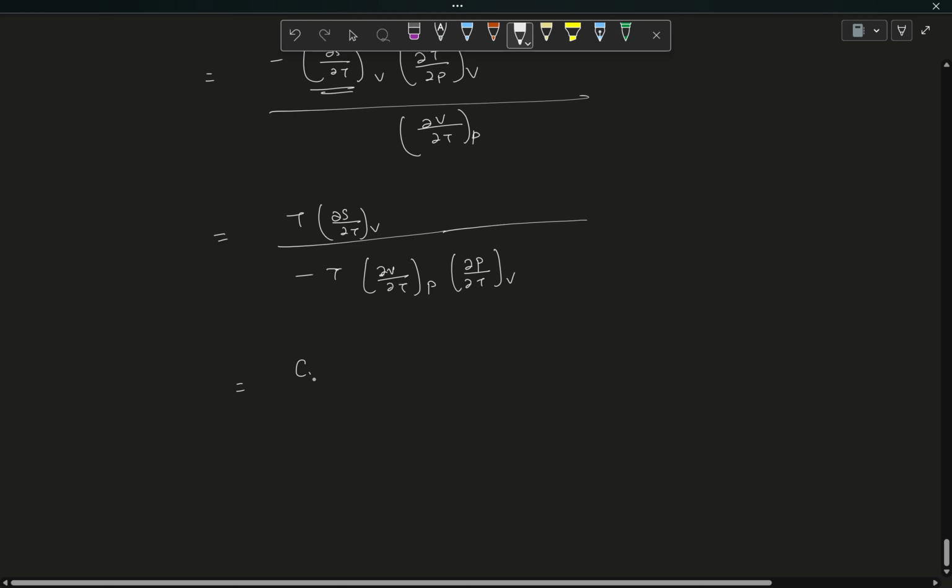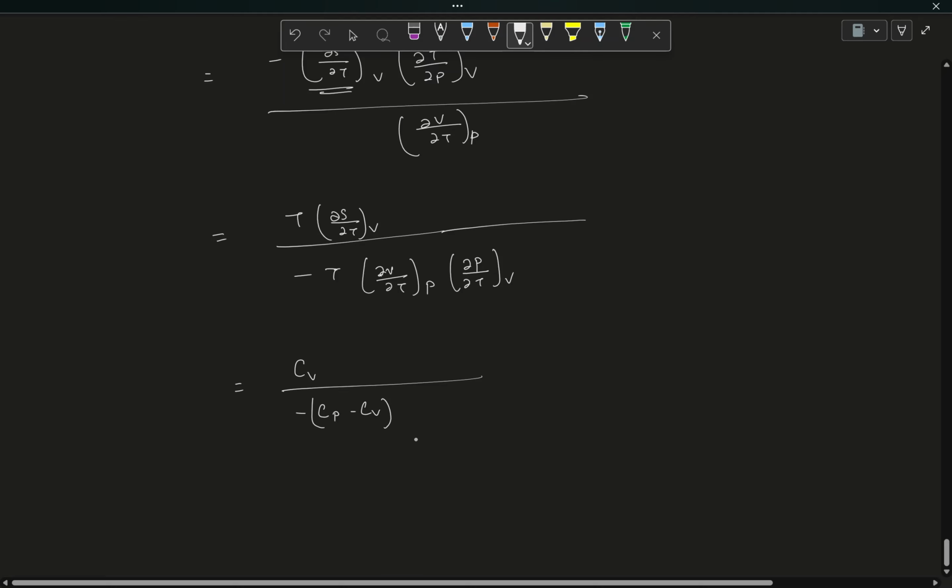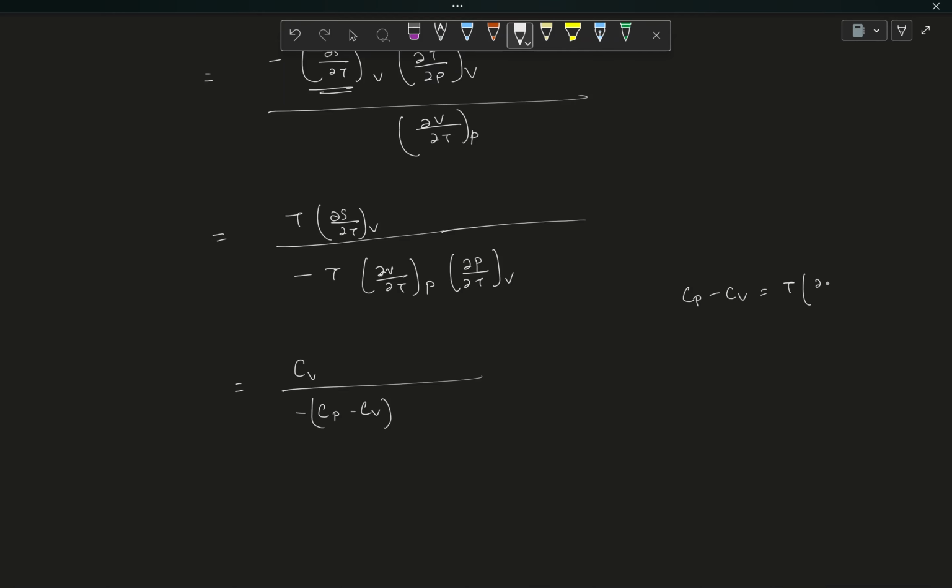So the numerator term is Cv, C at constant volume, T del S del T at V constant, divided by, if you remember, this is your Cp minus Cv term, because in the last two questions we had this relation coming, that Cp minus Cv can also be written as T del P del T at V constant and del V del T at P constant. So that is the thing that we have replaced here, only with the minus sign. So this will be like minus Cv by Cp minus Cv, right?